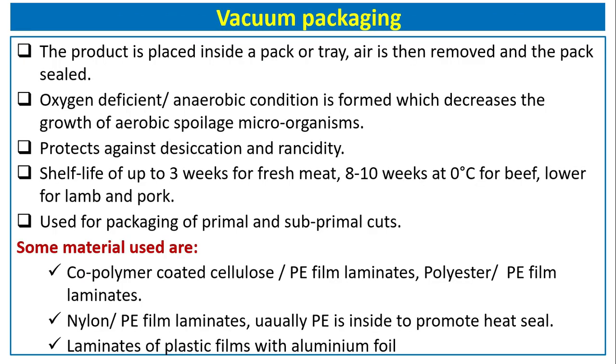Next one is vacuum packaging. What is vacuum packaging? The product is placed inside a pack or tray. Air is then removed and the pack is sealed. That is vacuum packaging. An oxygen deficient, anaerobic condition is formed, which decreases the growth of aerobic spoilage microorganisms.